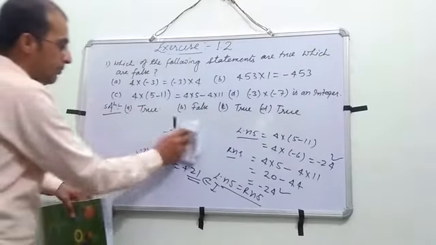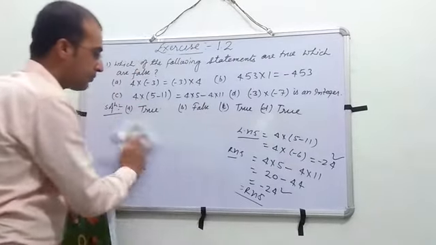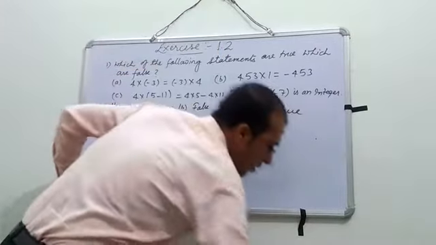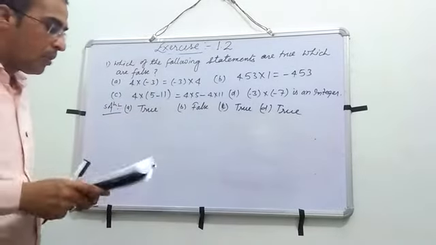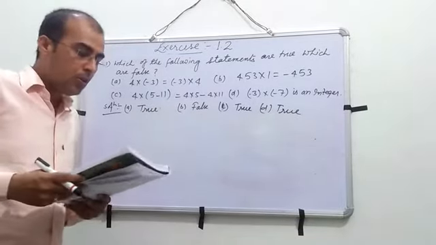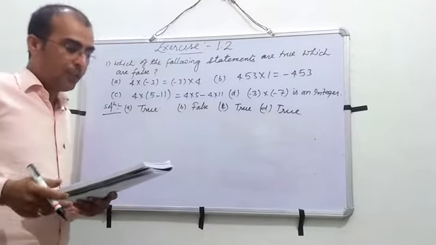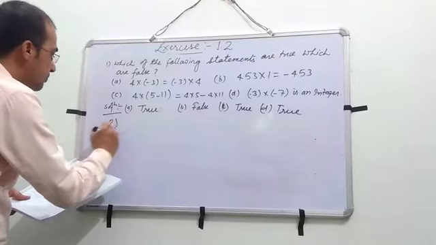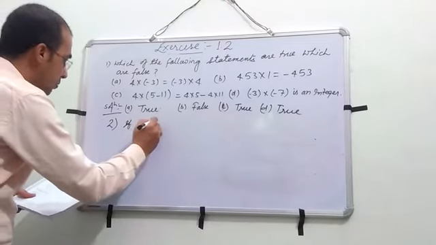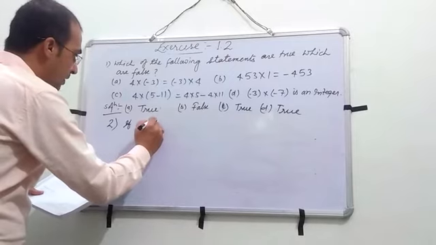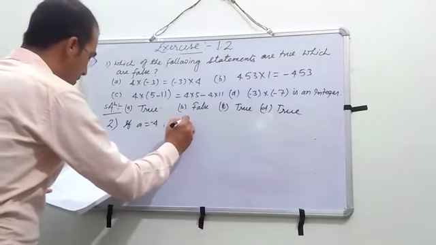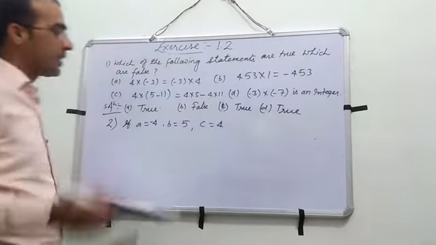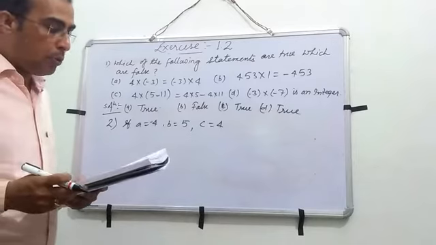Question number 2 is given. If A equal to minus 4, B equal to 5, C equal to 4 is given. Then what do we have to do?